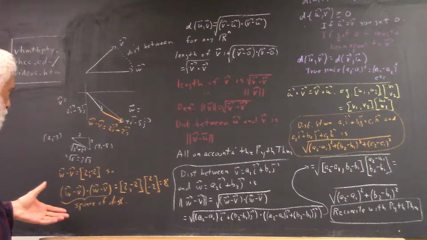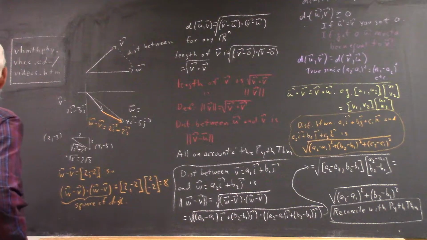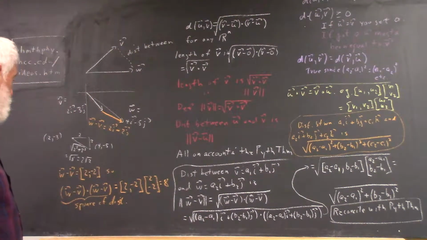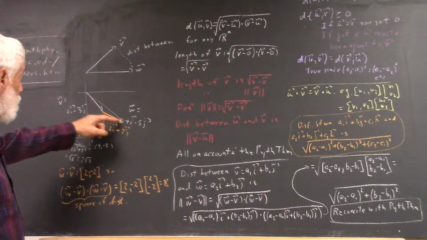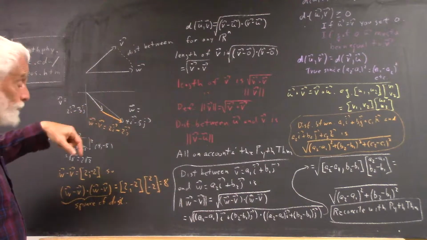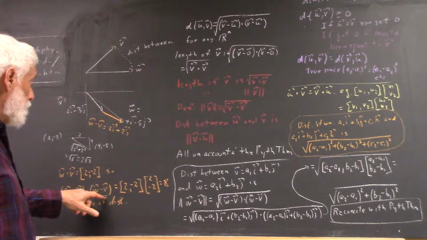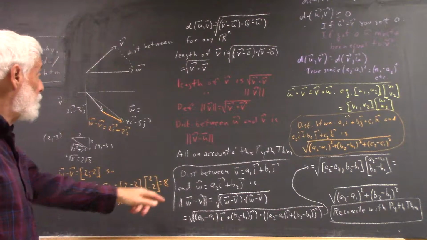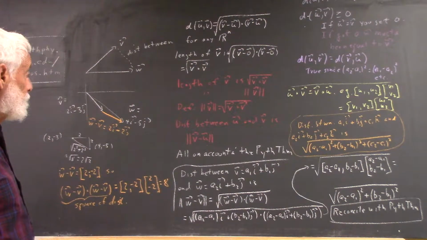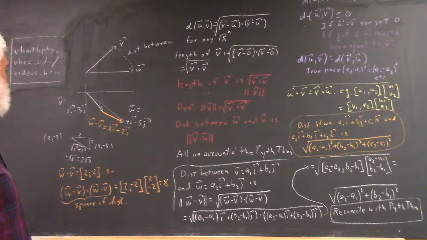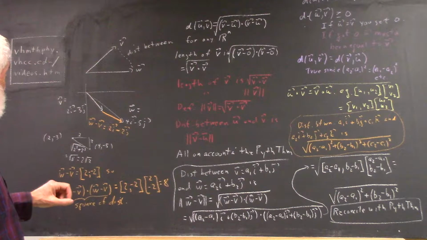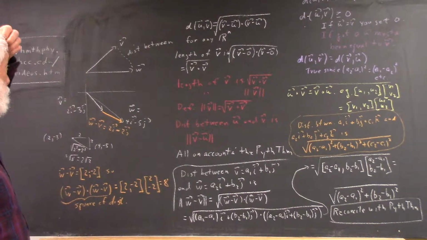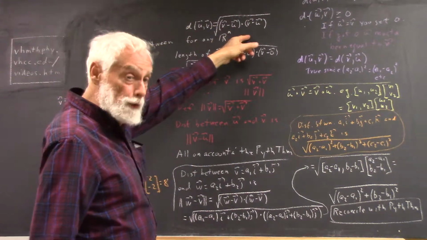And this motivates the idea that the distance between two vectors is the square root of the dot product of the difference of those vectors. So this vector is your w minus v vector, and its dot product with itself is the square of the distance between the points. We used this as motivation to define the distance between two vectors.